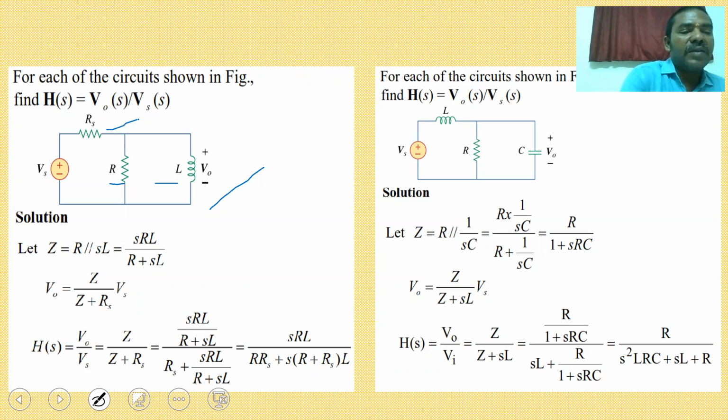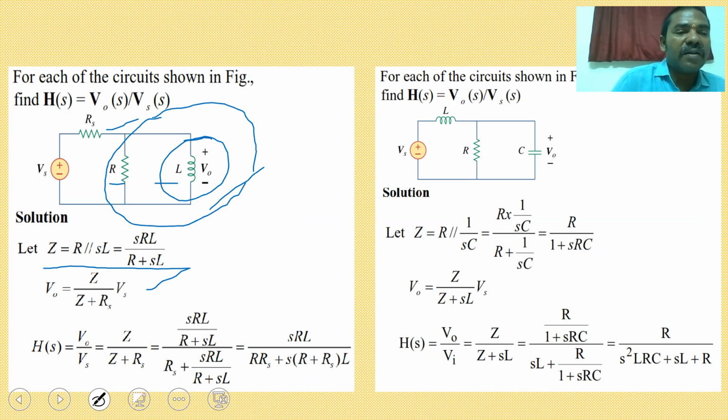Now Z is equal to R in parallel with the inductance sL, so Z = sRL divided by (R plus sL). Then Vo, by the voltage division method, is Z into Z plus Rs into Vs. I am calculating Vo, the voltage drop across the inductor, using this impedance Z, which is sRL divided by (R plus sL).